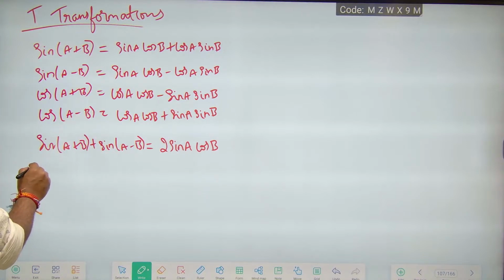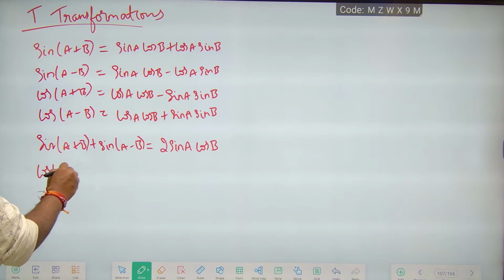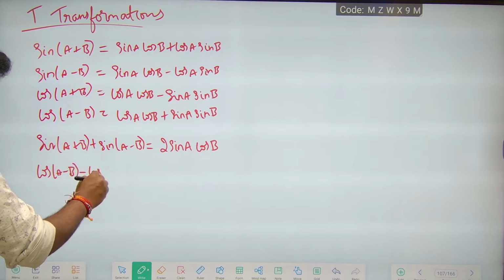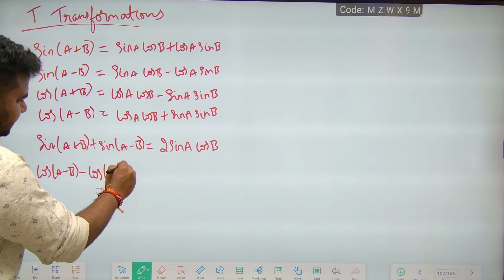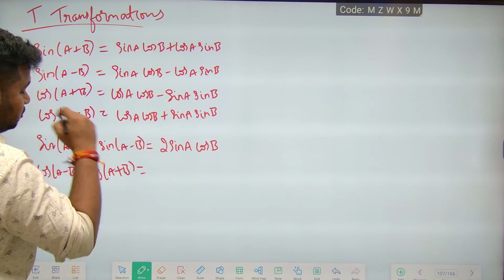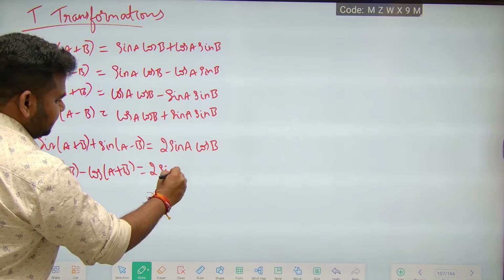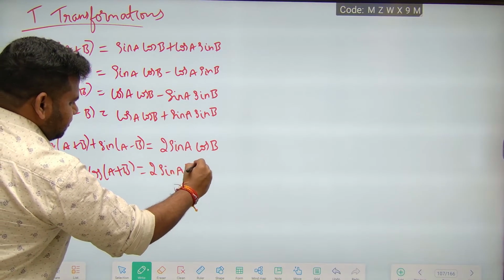Similarly, let me write it like this: cos of A minus B, instead of plus, let me write minus, minus cos of A plus B. We will get this as equal to 2 sin A sin B. Okay, this is one thing.